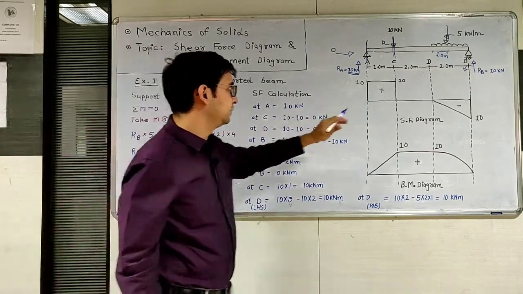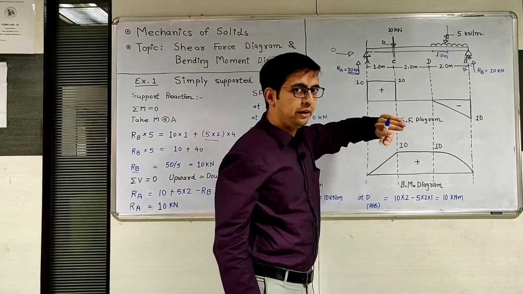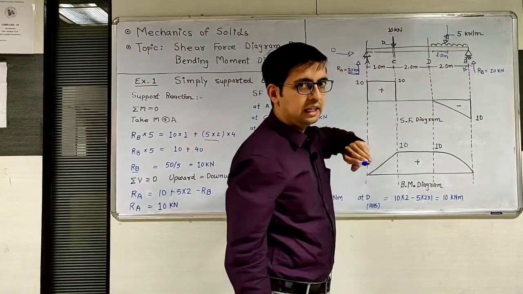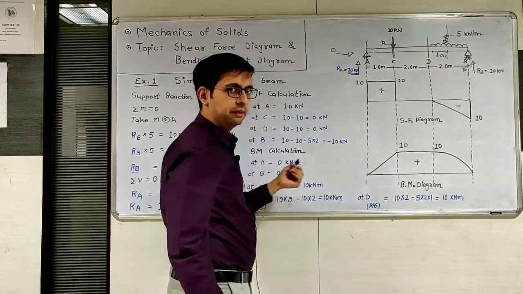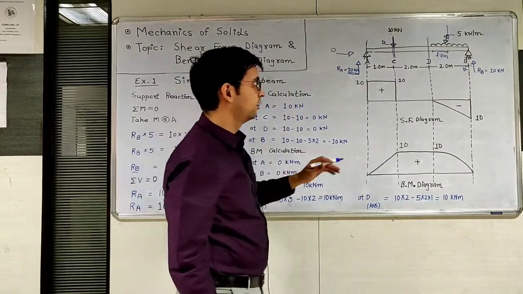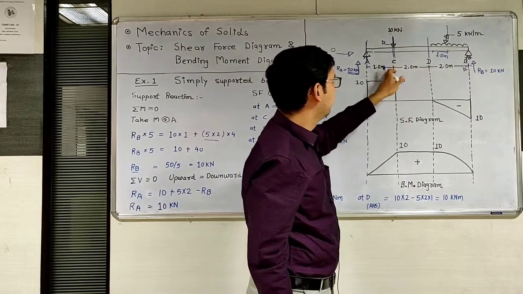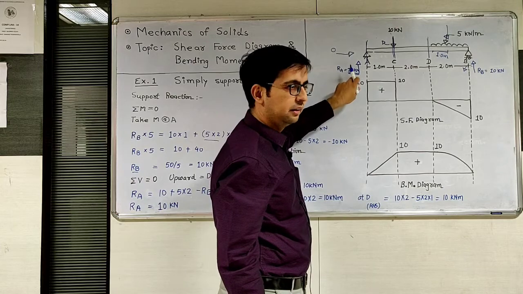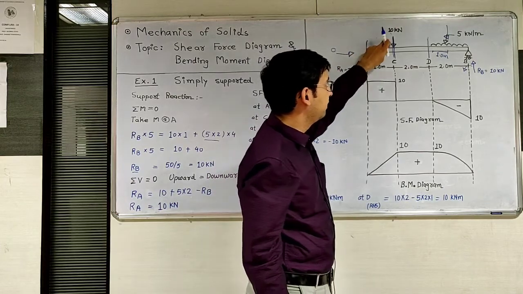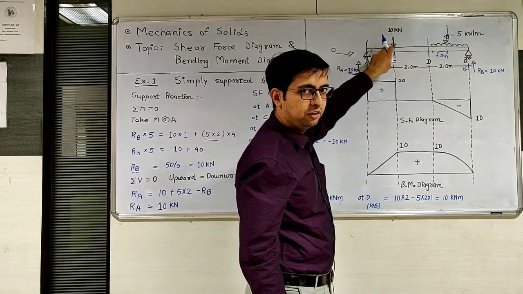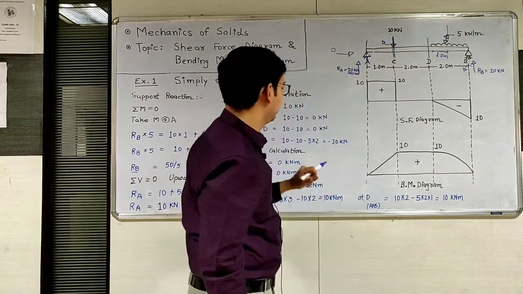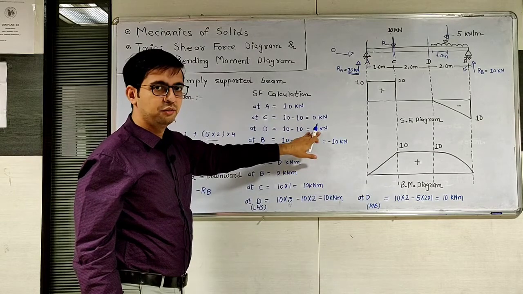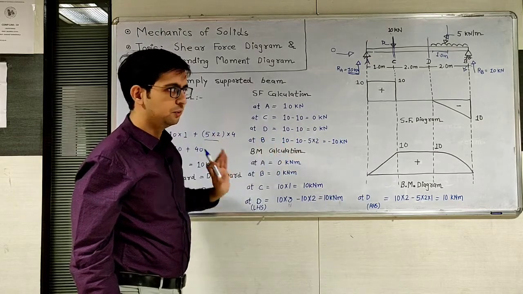Now next to the C point is D point. Draw a section at D point and use the left hand side section. On the left hand side of D, there are two forces. First one is support reaction RA in upward direction, and at C point a load of 10 kilonewton. So 10 minus 10, you will get shear force at D as 0 kilonewton.